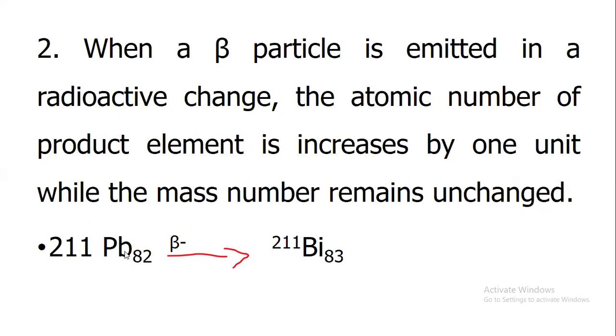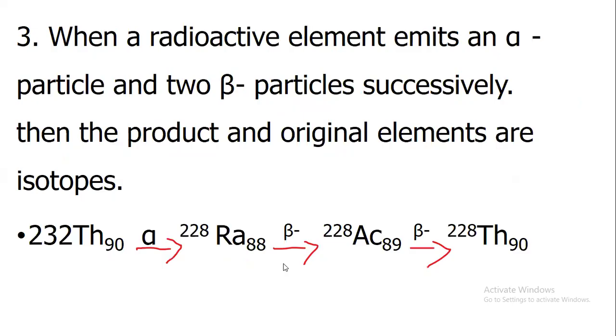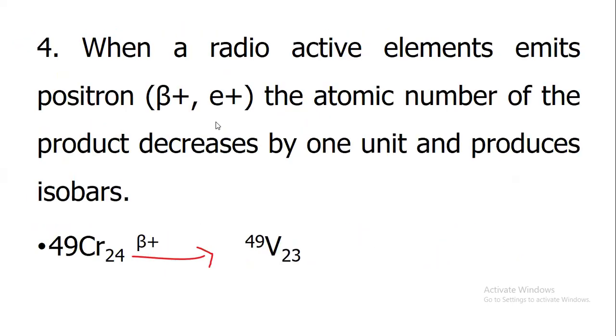82, 83. When a radioactive element emits an alpha particle and a beta particle successively, the product and original elements are isotopes. When a radioactive element emits a positron, beta plus, the atomic number of the product decreases by 1 unit and the products are isobars.